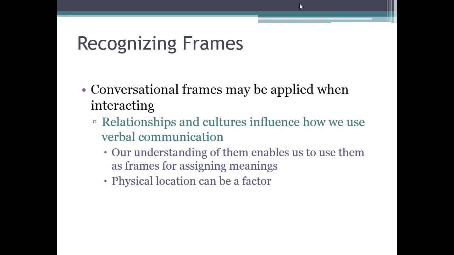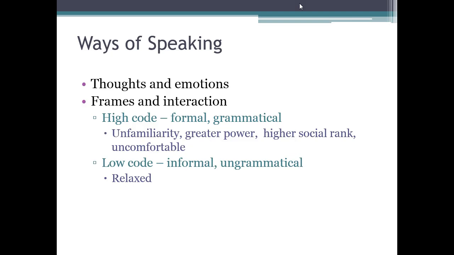But relationships and cultures influence how verbal communication is used and what it means, and our understanding of relationships and cultures enables us to use them as frames when assigning meaning to the verbal communication that we're having. We can use those cultural things and the understanding of relationships to frame things, so that in certain situations some things are okay and acceptable, and other things are not. It could depend, in fact, on the relationships, the cultures, and the physical location, which can certainly be a factor.